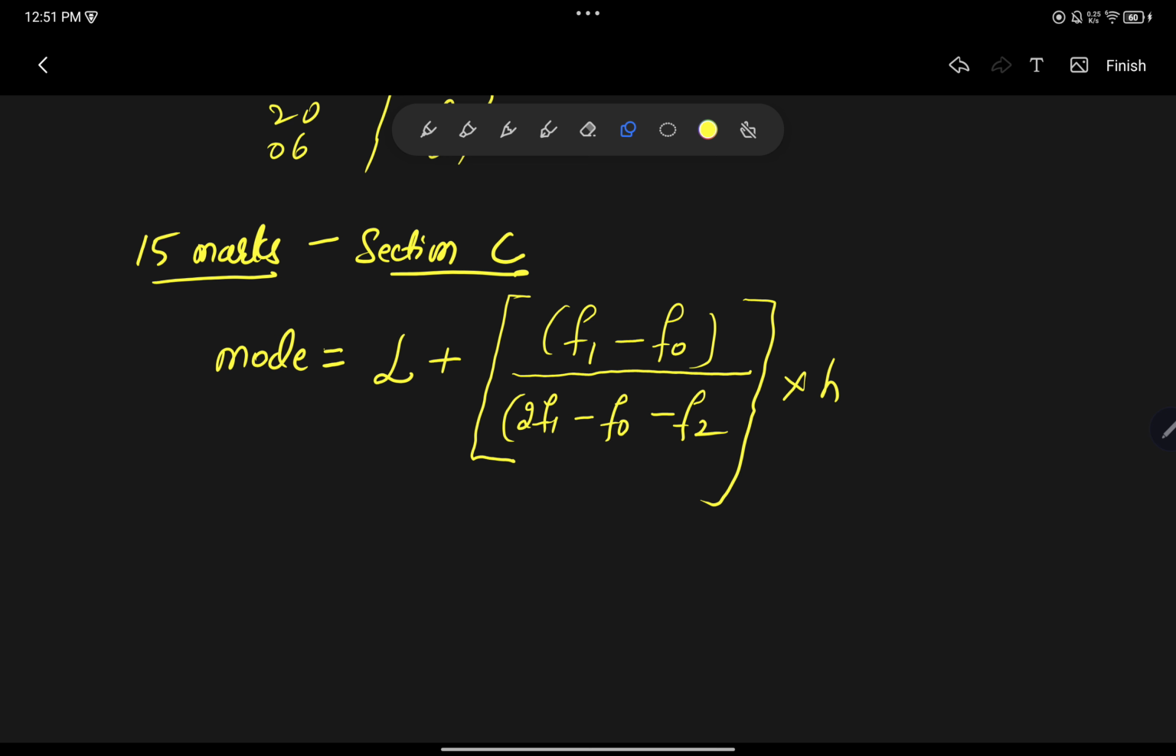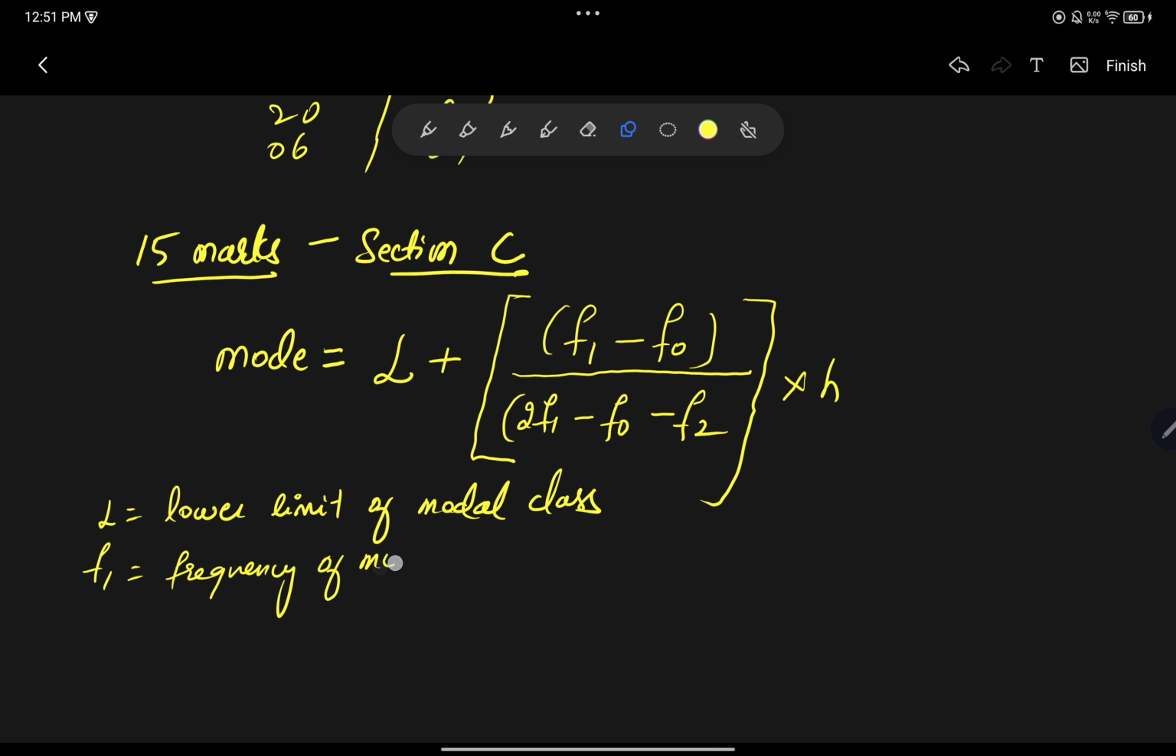Here L is the lower limit of the modal class. F1 is equal to the frequency of the modal class. You have to write this down properly in your notebook. If you think I'm going fast, please set your YouTube video to a lower speed. You can keep it at 0.75 also.